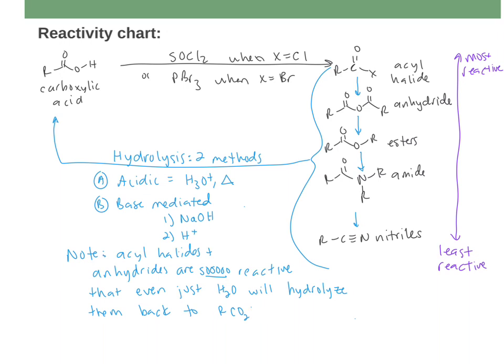Back to the carboxylic acid. So you just need to add water to an acyl halide or anhydride, and it will turn back to the carboxylic acid, just like that. So when you're making an acyl halide or anhydride, you have to be really careful that there's no water present whatsoever, that your glassware is dry, that your solvents are dry. Otherwise, they're going to react.